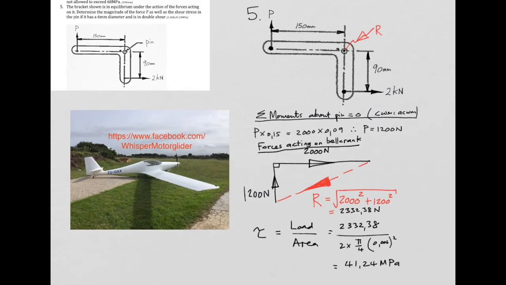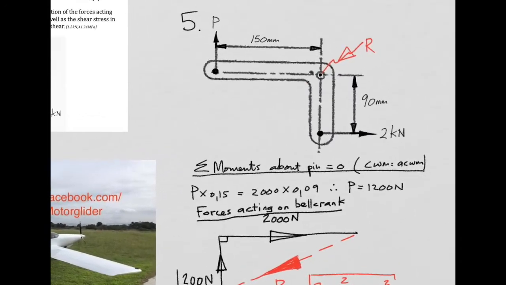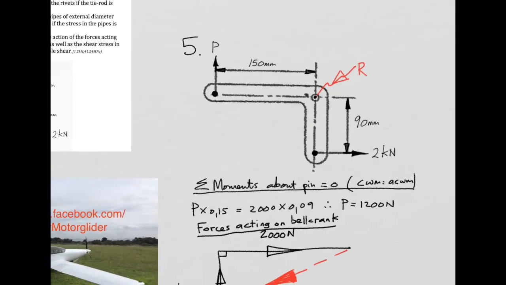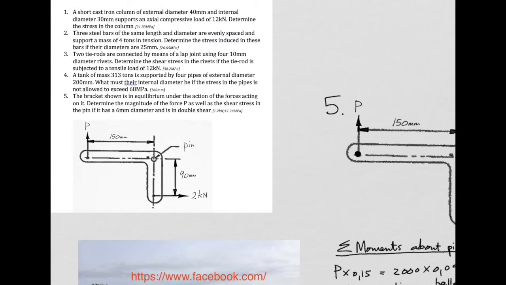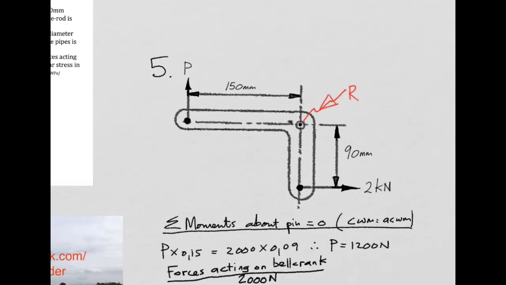So that's one example. So if we look at the actual forces, they tell us that the applied force is P, which is unknown. Let's just read the question once more. It says, the bracket shown is in equilibrium under the action of the forces acting on it. We must find the force P for a start, so let's do that.